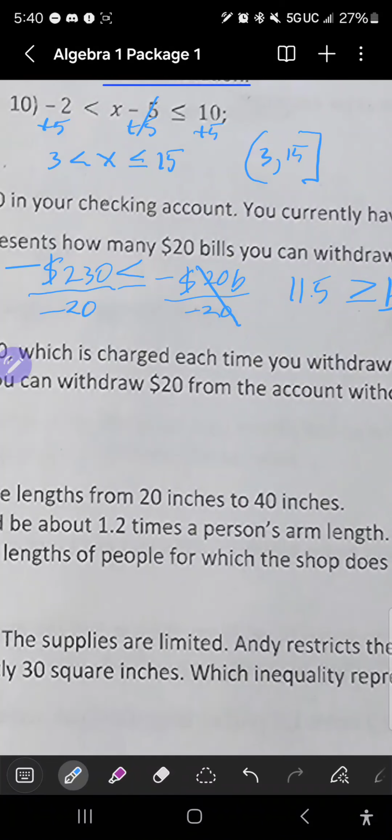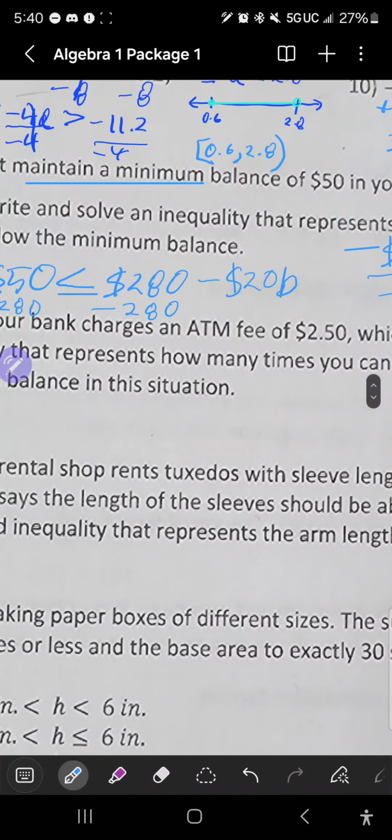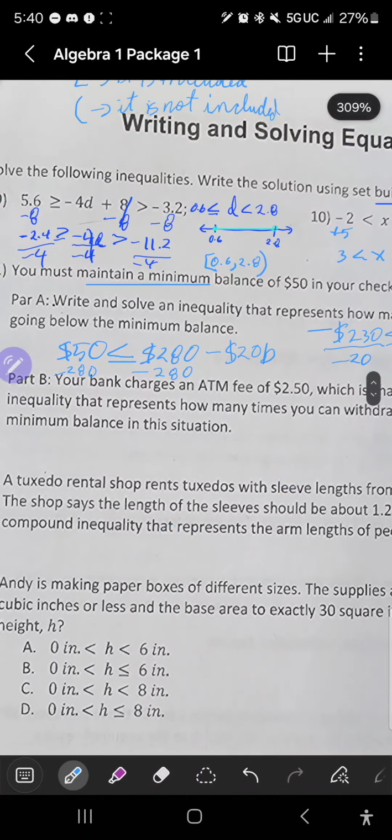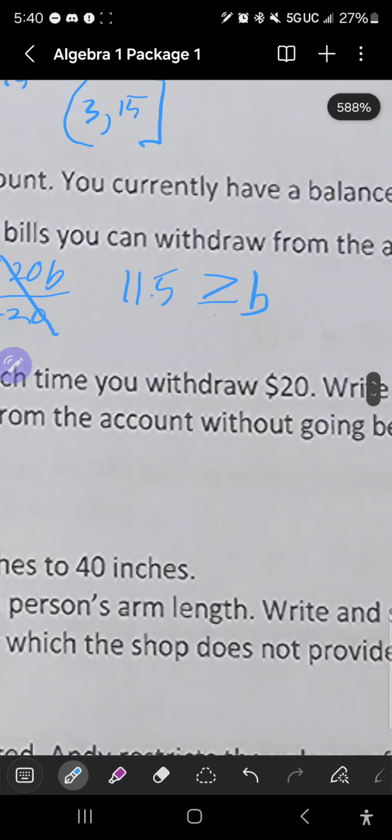Now comes the tricky part. It is asking how many checks or bills you can withdraw from your account without going below $50. So you cannot go below the $50. And we got an answer with a decimal point, which cannot be, because you cannot pay half of a bill. You need to pay it completely. So that cannot be the answer.